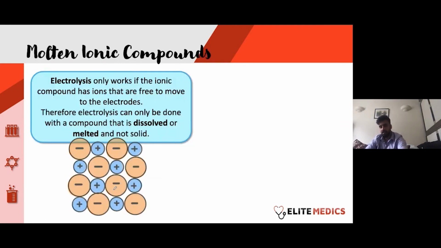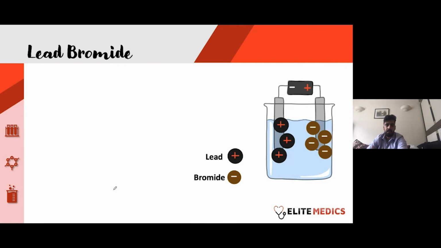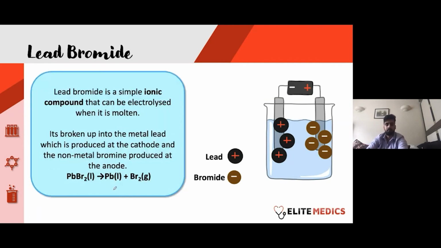Okay, so let's look at these molten ionic compounds. These are much easier than any of the examples we've looked at, because there are only 2 ions involved. Let's take molten lead bromide, for example. Essentially, molten lead bromide is going to get split up into lead and bromine, because they're the only 2 ions.